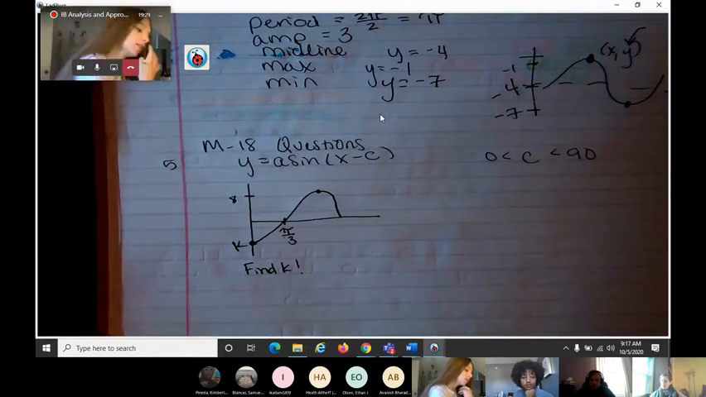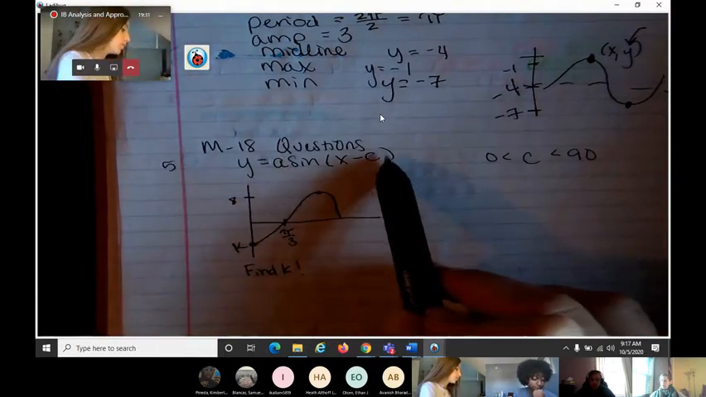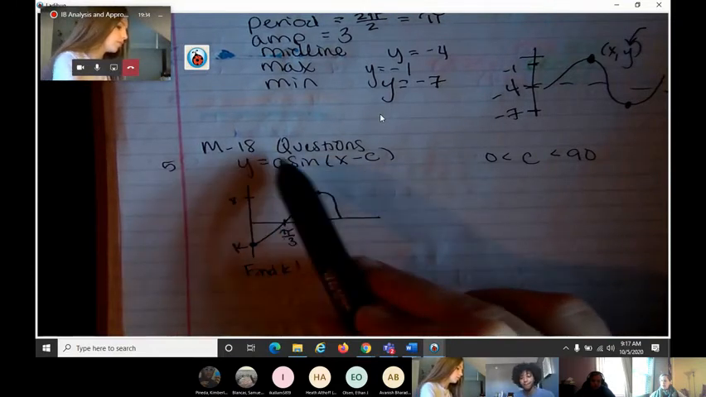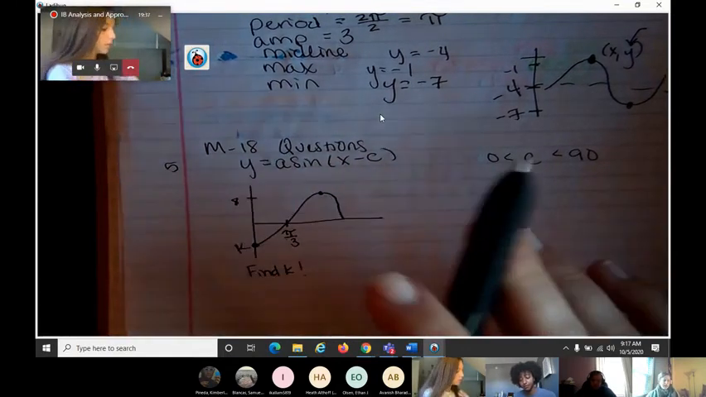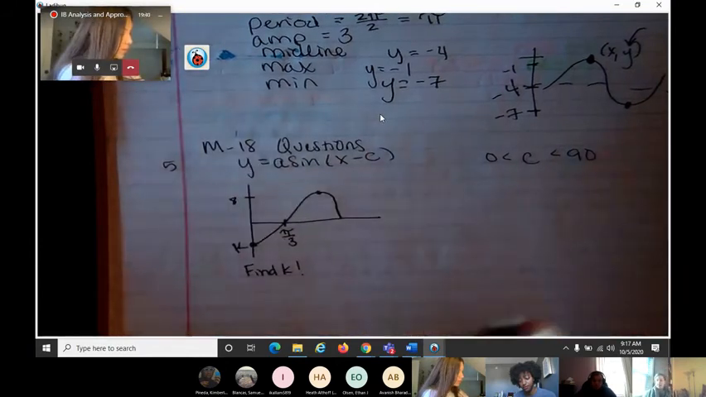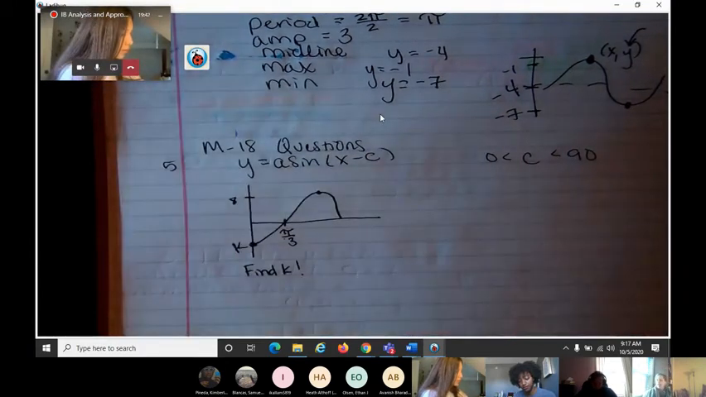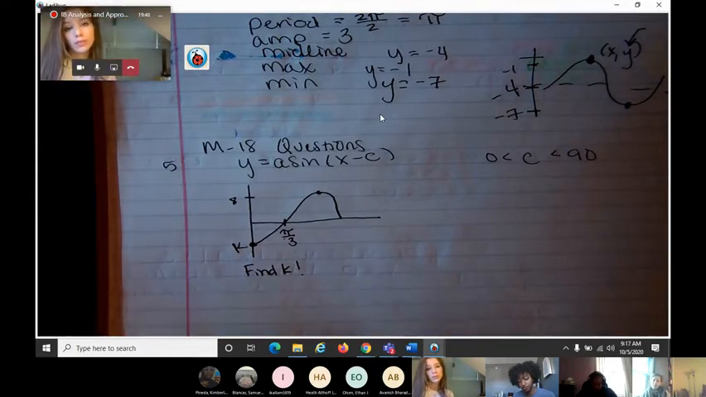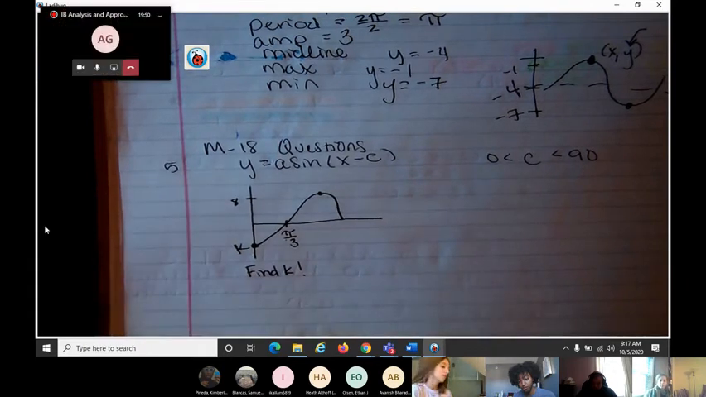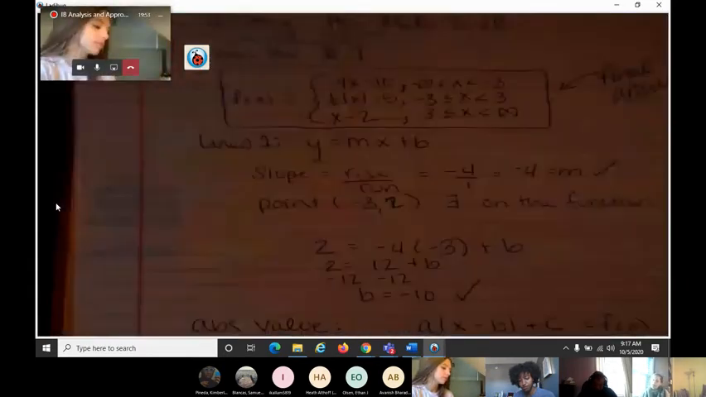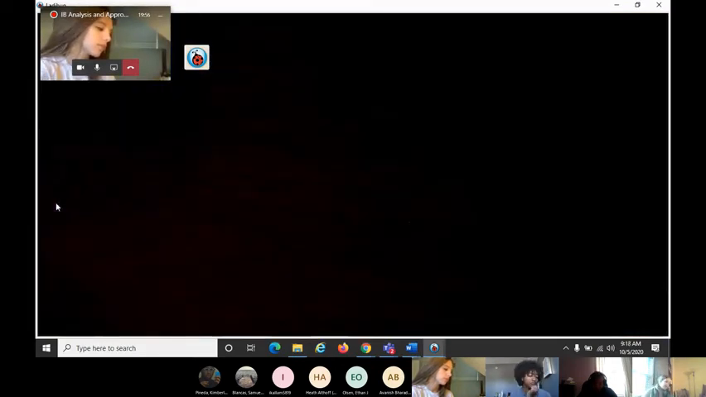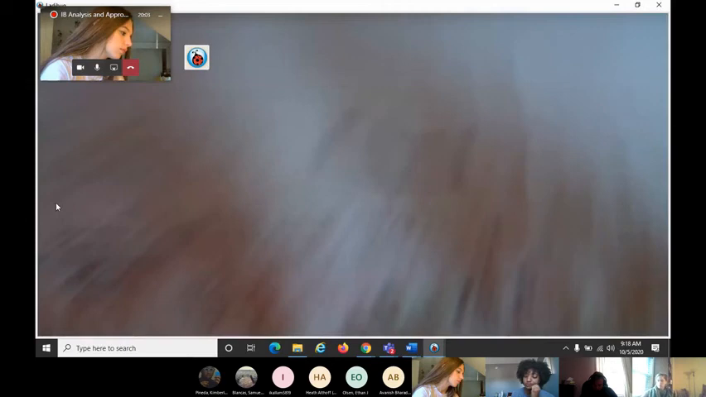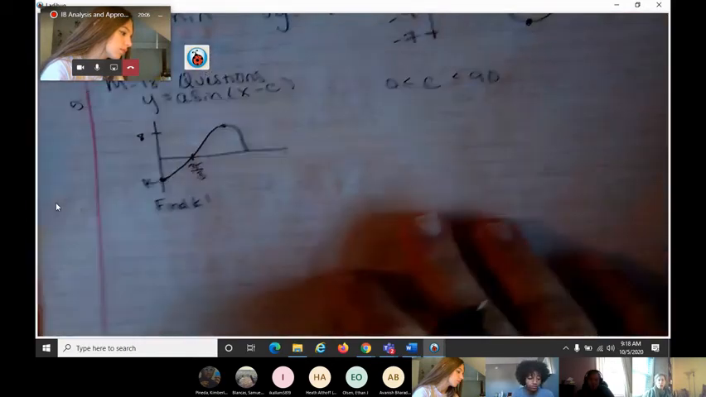Okay, it says express the graph below. We know that it is a sine function. We know that it is shifted to the right, and we know it has a certain amplitude. And so our goal is to find c. Ruby, did you have any thoughts on how to start it? Or anybody, does anybody have any thoughts on how they started it? Or was everybody totally confused on this?